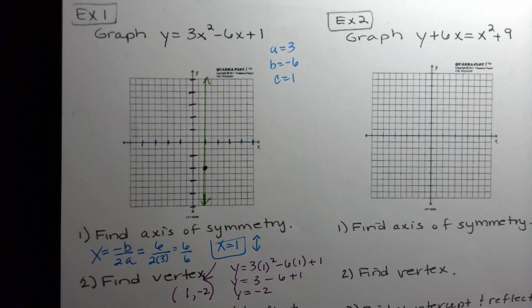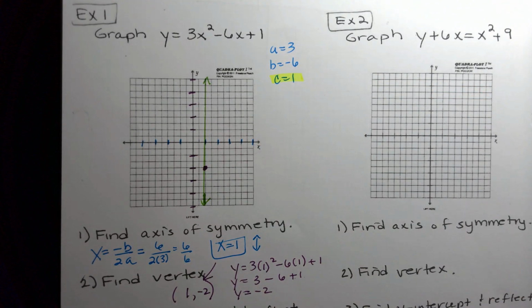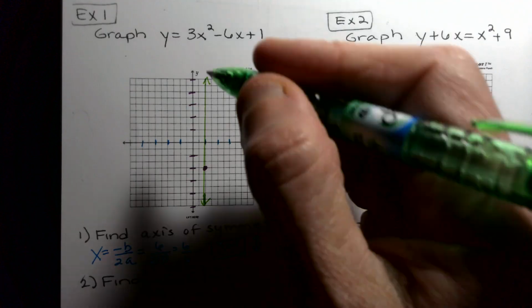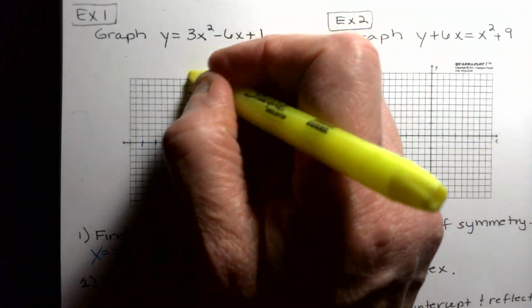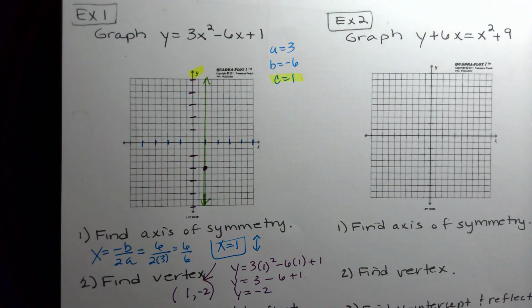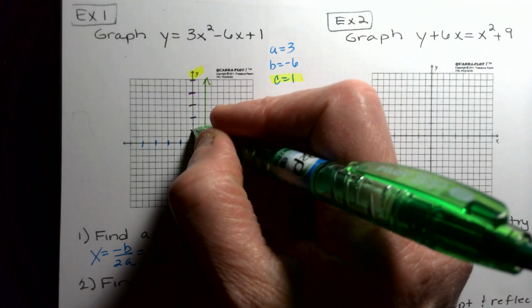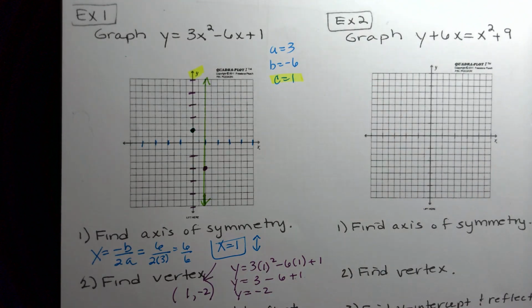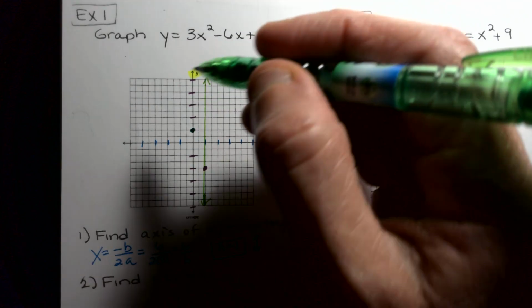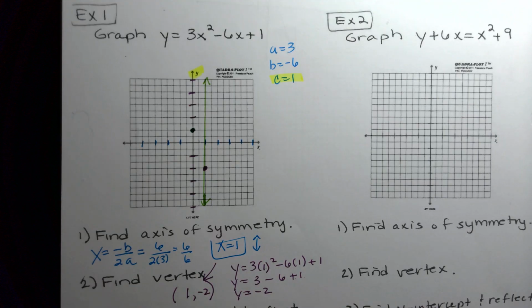Well, the y-intercept is already up here. Where is it? Right there. C equals 1. That is my y-intercept. So go ahead and put that on there. Find your y and put a point at 1. Okay, that is my y-intercept.